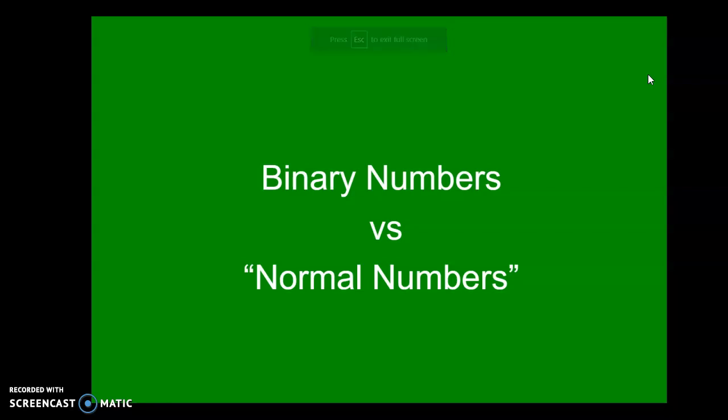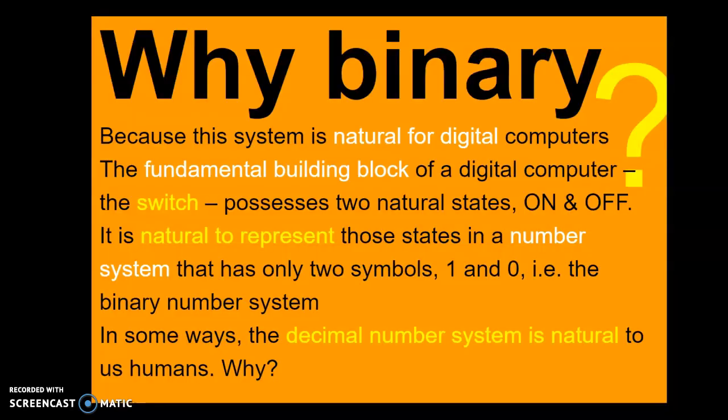All right, today we're going to look at binary numbers versus what your normal numbers are, what you're normally used to. Why binary? Because this is the natural digital number system for computers. It's the fundamental building block of computers. It's basically an on switch and an off switch, a one and a zero. So computers are built on binary.